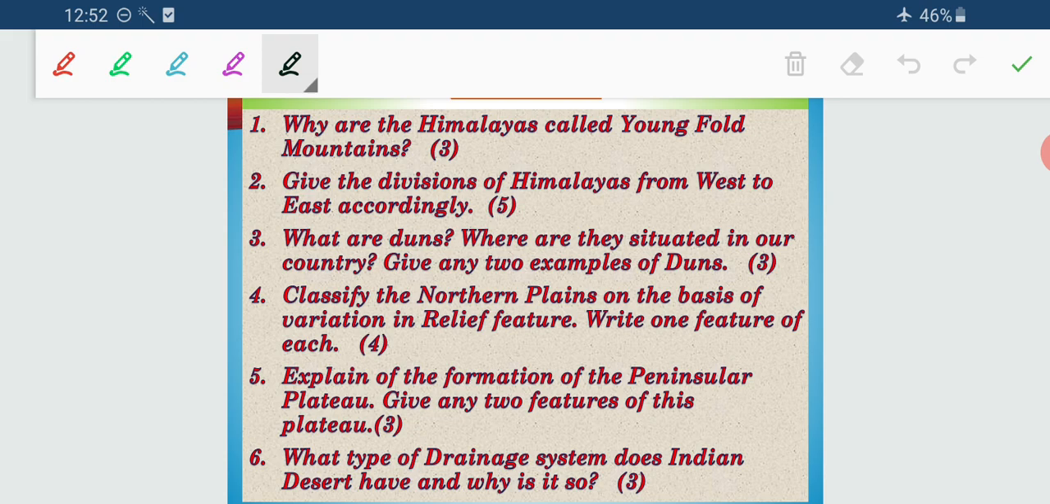Why are the Himalayas called young fold mountains? So what will be the answer? Number one, because they are comparatively young than the other mountains present in the entire country, like the Aravallis and Nilgiri hills. So it is young. Number two, it is still in a mode of formation, that is, in the mountain building period. And number three, the height of the Himalayas is still increasing.